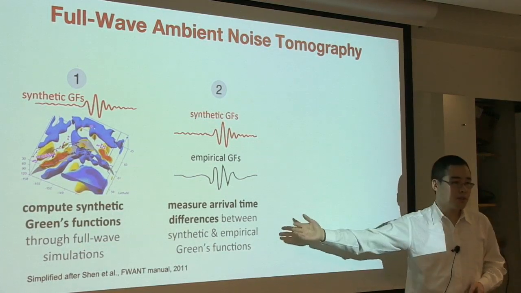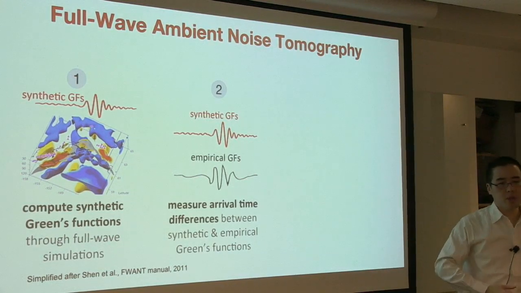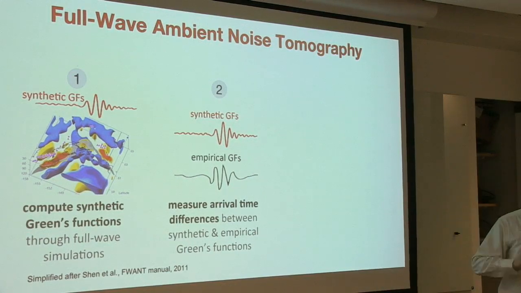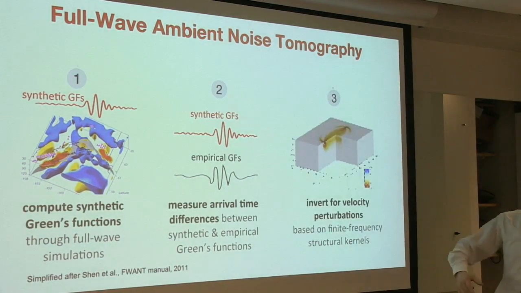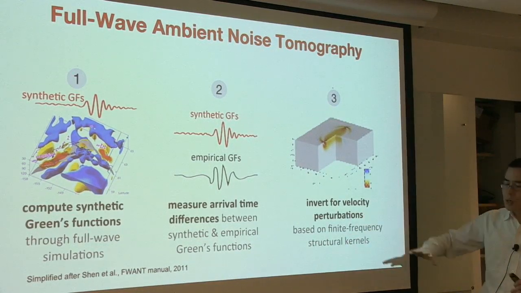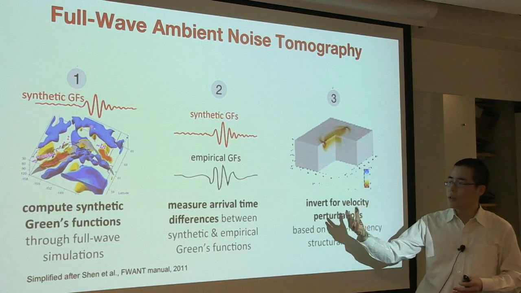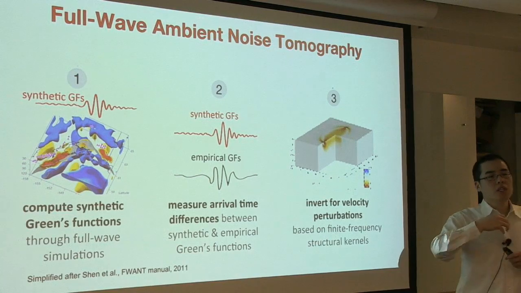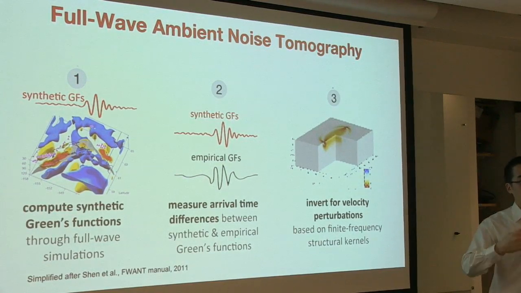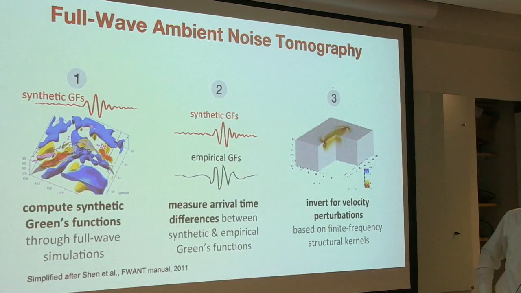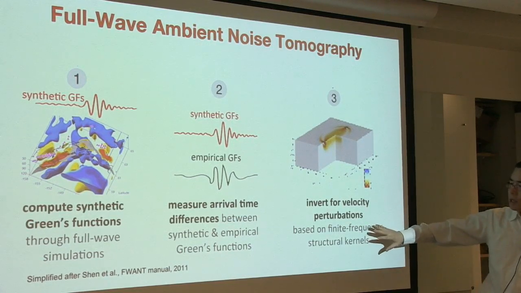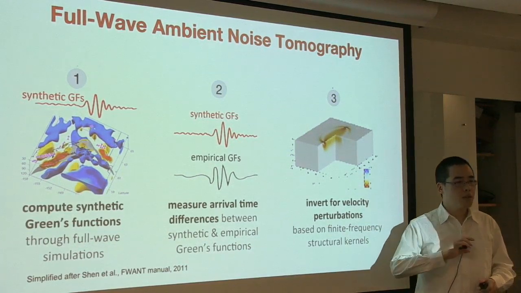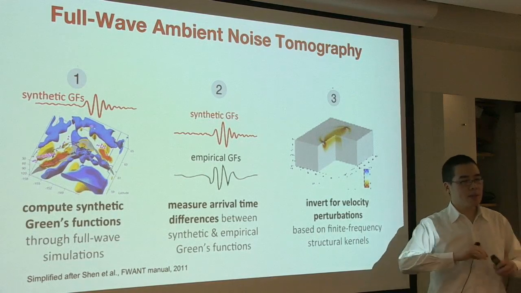From these travel time differences, we build up a large matrix using all the station pairs we have, using multiple frequencies to sample different depths. From this matrix, we build a relationship between travel time difference and velocity perturbation. The velocity perturbation means how much we need to change the velocity to better match the travel time. Then we invert for the velocity perturbation based on finite frequencies. Finite frequency means different frequencies: waves traveling at different frequencies sample different depths.